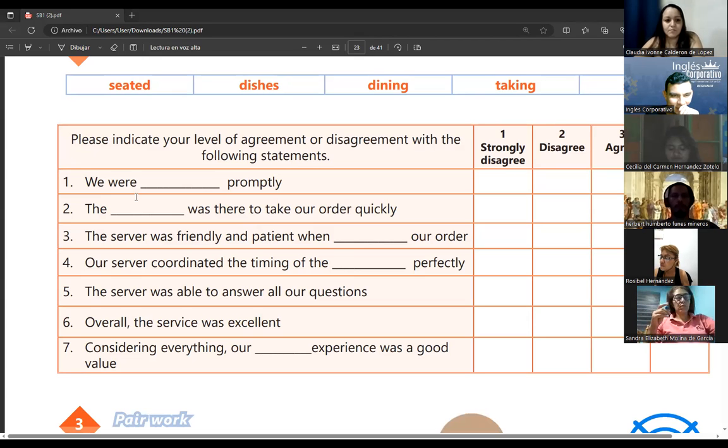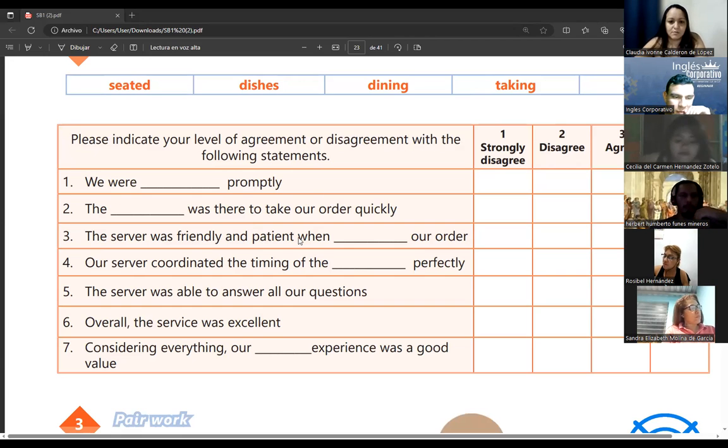Dining. Okay, promptly. We were dining. Okay. Number two, Mr. Herbert, please. The server was there to take our order quickly.